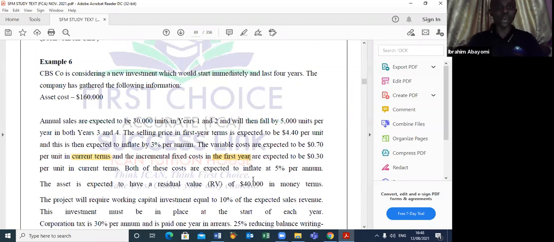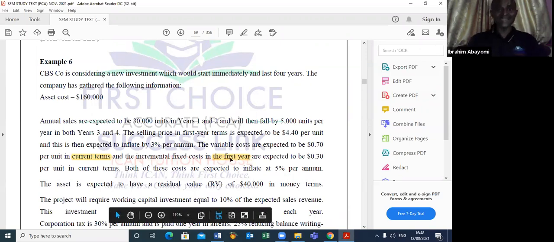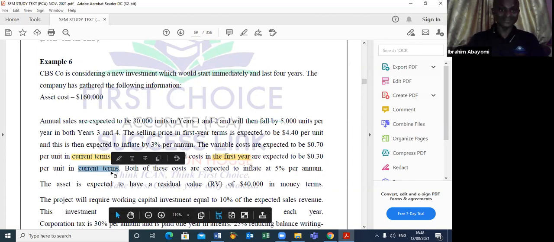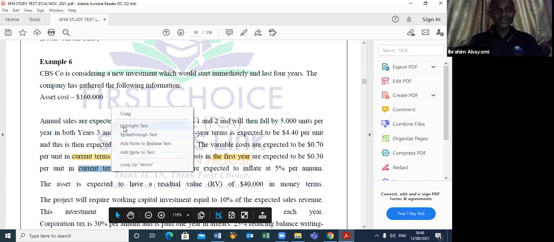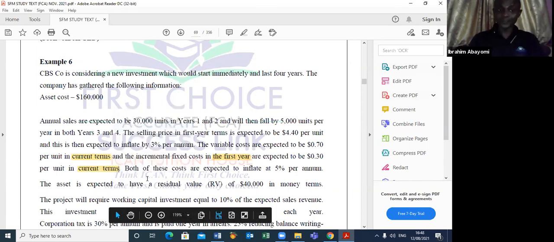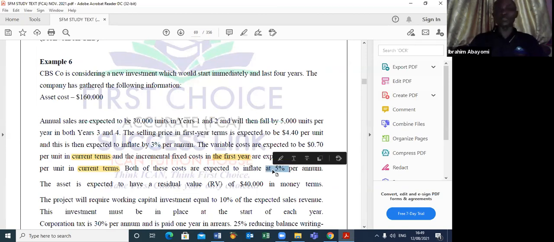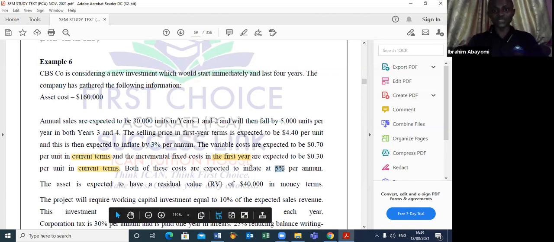Now, the incremental fixed cost in the first year, can you see that? In the first year, I expected it to be 0.3 per unit, also in current term. The fixed cost is also in current term. Both of these costs are expected to inflate at 5%. Now you can see this. We have 3% for selling price, and we have 5% for cost.